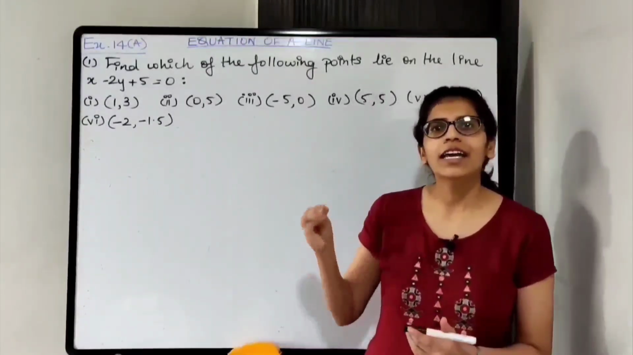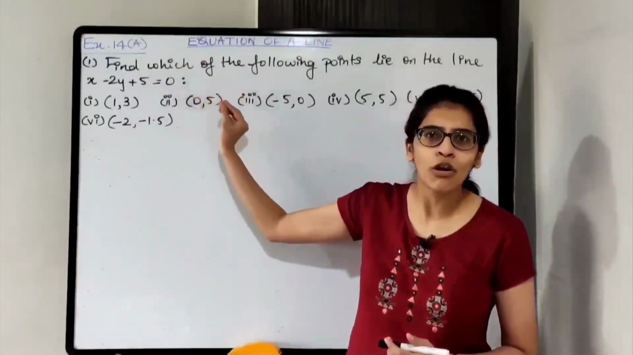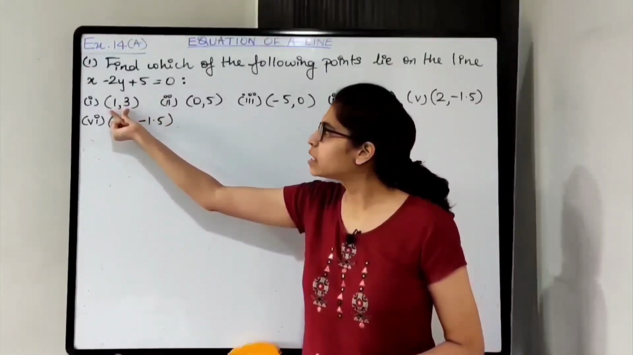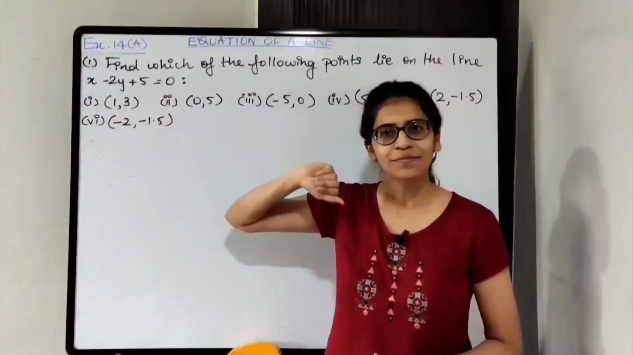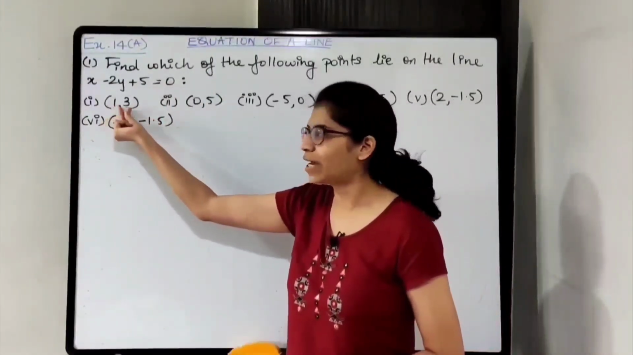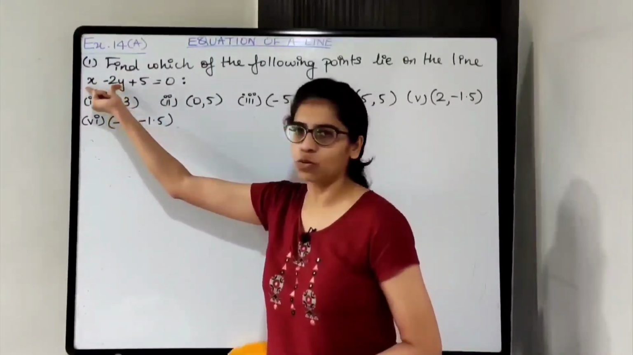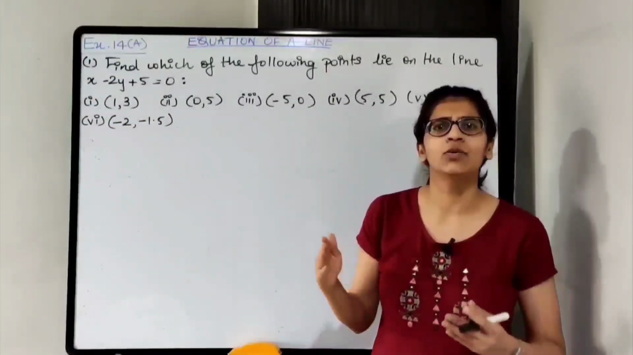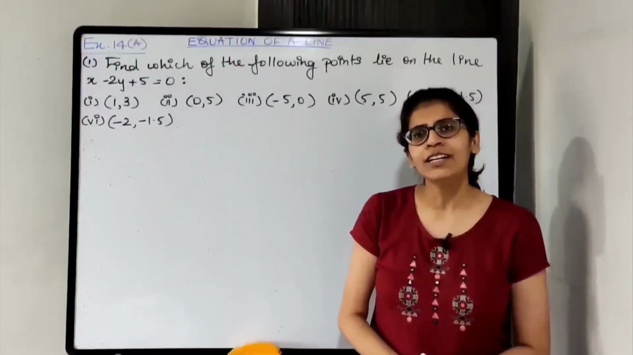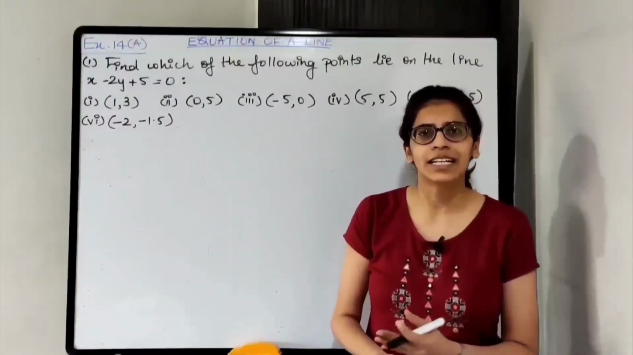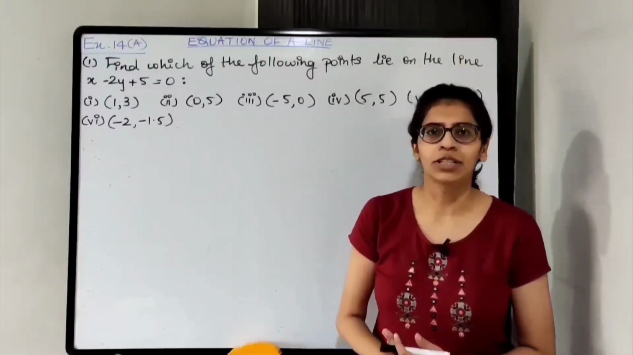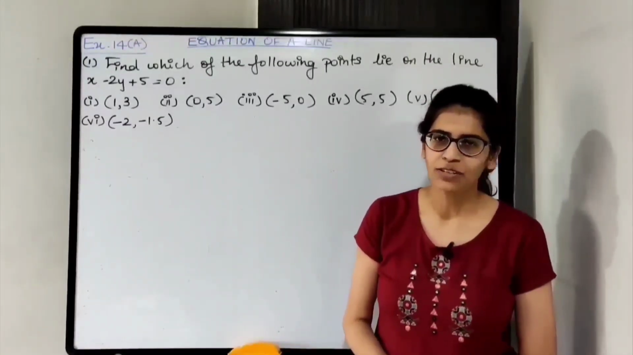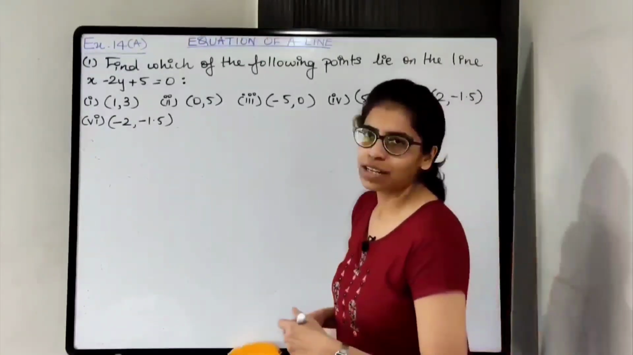So, when you have to find out if the points are lying on the line or not, what will you do? Substitute the values of the coordinates in place of x and y respectively. X coordinate is 1, y coordinate is 3. Substitute at their respective places and find out if you are getting LHS equal to RHS. If you are getting LHS equal to RHS, then it is satisfying the equation, therefore it is lying on the line. And if it is not, then it is not lying on the line. Okay, so very easy. So let's start with the first point.